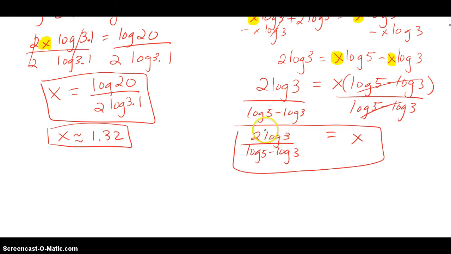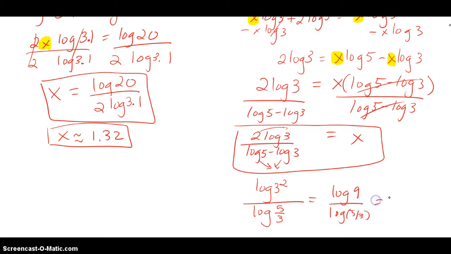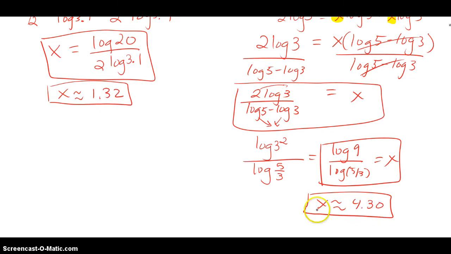I can move this exponent up and make that log of 3 squared if I want. And I can merge these guys with a division property. Log of 5 over 3, we can say. So I could also say log of 9 in the numerator and log of 5/3 in the denominator is my x value. That might be easier to punch into the calculator to get the approximation as well. So x is approximately 4.30 once we punch this or this into our calculator.